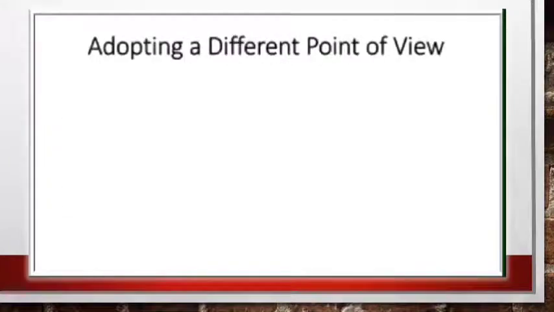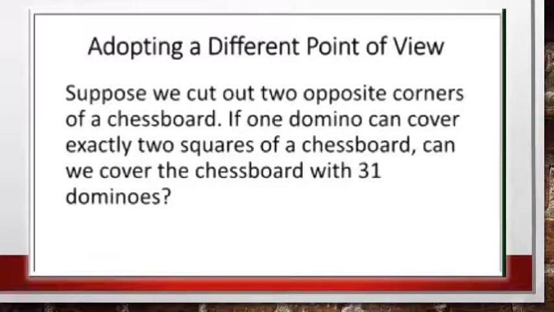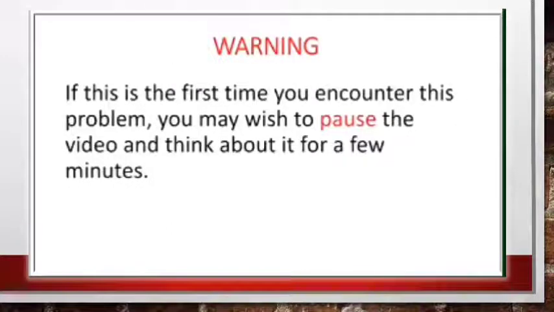Let us consider the following problem. Suppose we cut out two opposite corners of a chessboard. If one domino can cover exactly 2 squares of a chessboard, can we cover the chessboard with 31 dominoes? If this is the first time you encounter this problem, you may wish to pause the video and think about it for a few minutes.